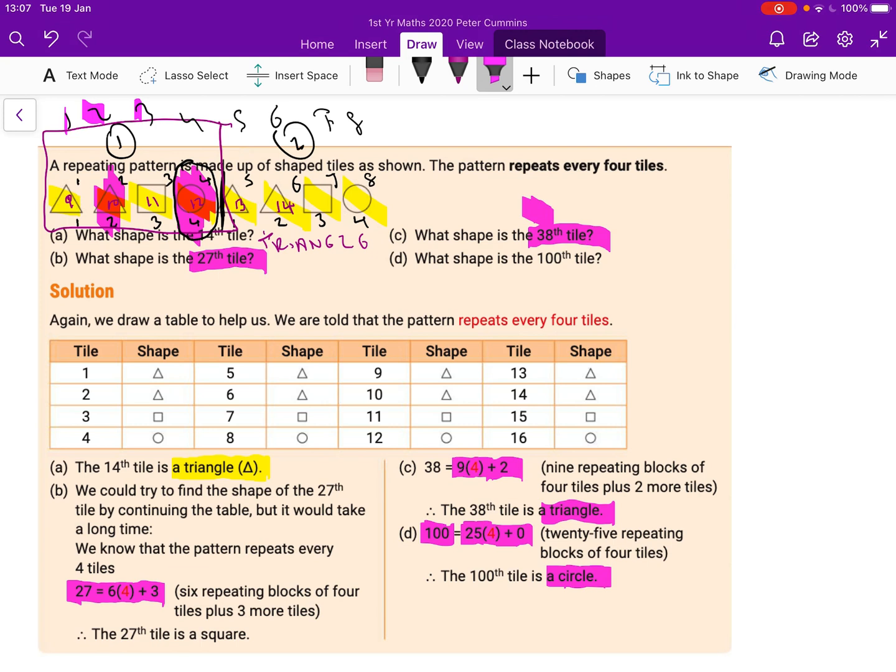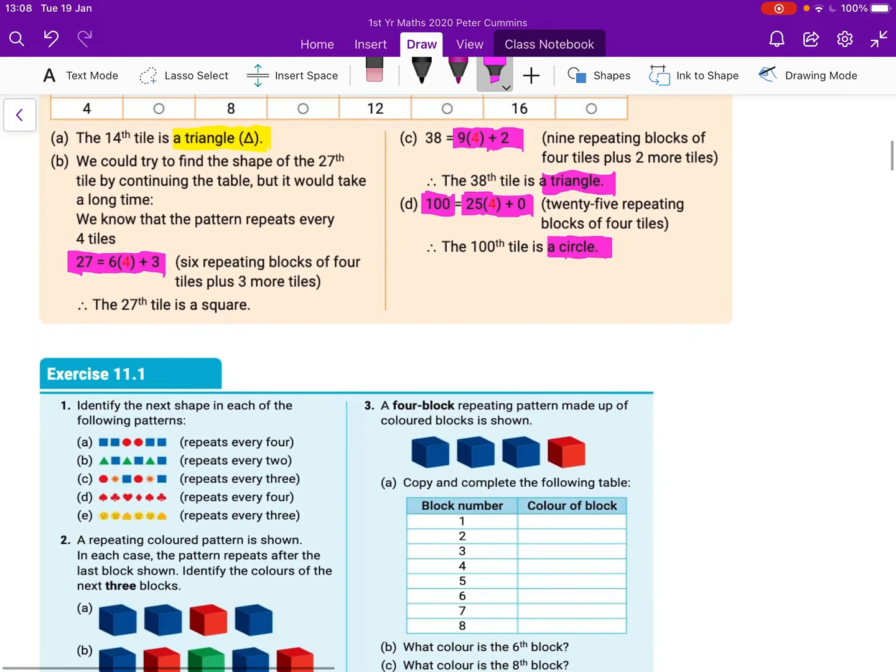Okay, so have a think, have a read through that again. When you get to the questions on this now, go back to this and have a read through it of how you find out the 100th tile, or one of those really, really far into a sequence.